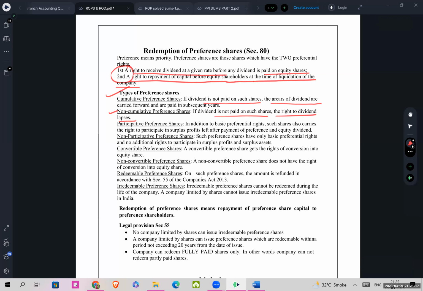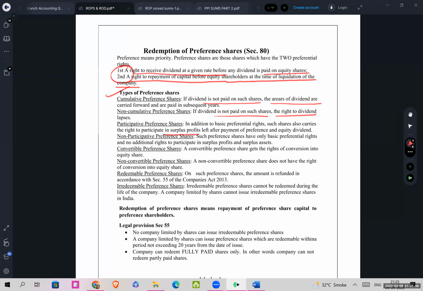Then there are participative preference shares and non-participative preference shares. This is with respect to their right to participate in surplus profit and surplus assets. Participative shareholders have that right, and non-participative shareholders will not have those additional rights. Convertible preference shares carry the right to convert into equity shares, and non-convertible means you cannot convert your preference shares into equity shares.